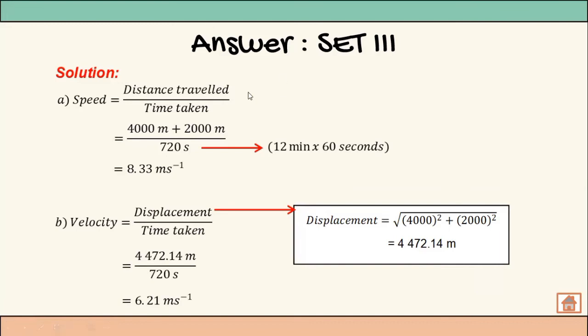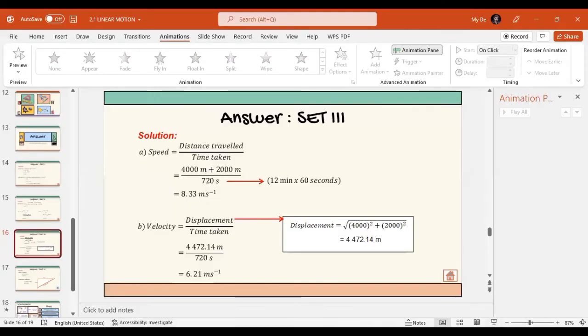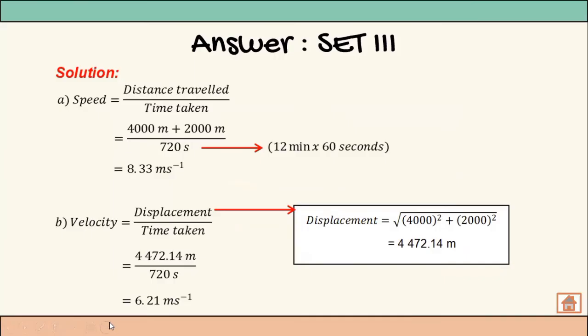Okay, so here for problem number 3, the question doesn't give the displacement directly, right? Yes, teacher. It doesn't give the displacement directly, so you need to find the displacement. So how to find the displacement? We can use the Pythagoras theorem. Correct. So the last problem.